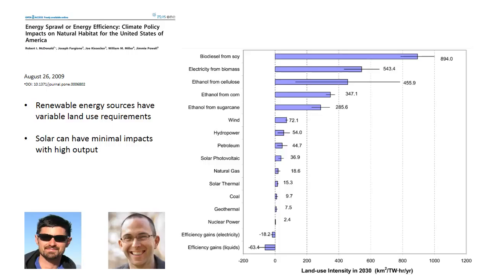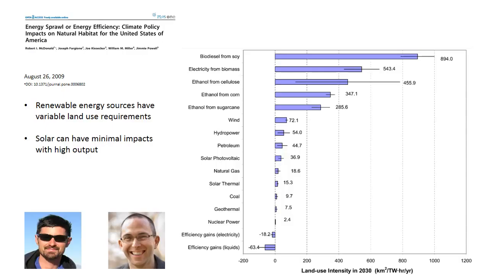Now that we've touched on the importance of renewable energy, it's a good time to look at how different renewable energy sources have different land use requirements for energy production. This study, titled Energy Sprawl or Energy Efficiency: Climate Policy Impacts on Natural Habitat for the United States of America by McDonald et al. in 2009, looks at the various land use intensities for different renewable resources.